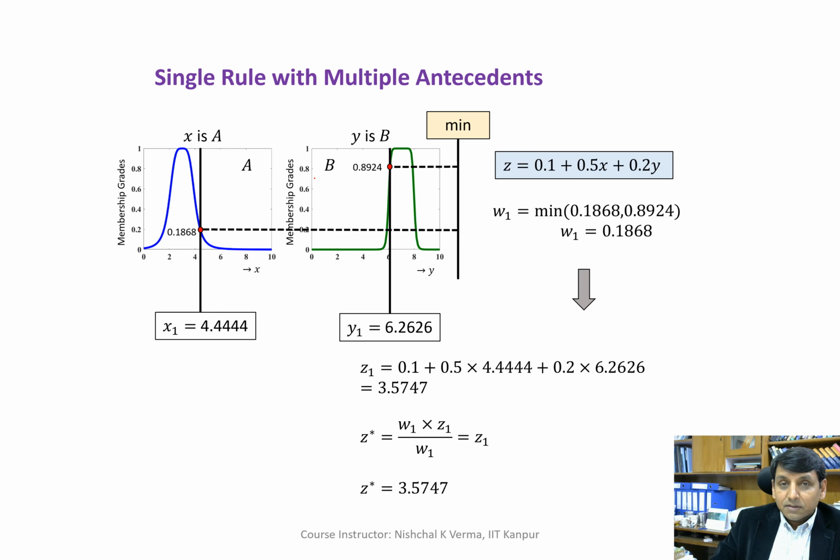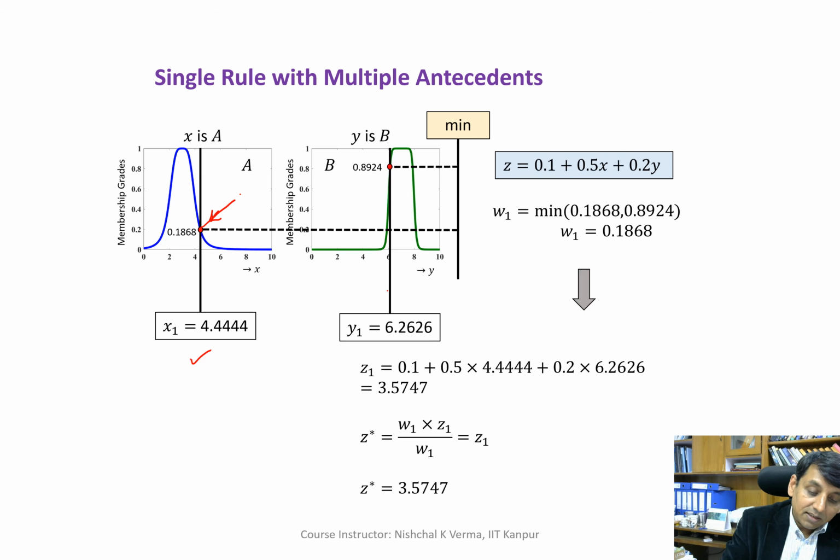Now let us go ahead and apply some crisp inputs x1 and y1. Since we have a single rule, let us apply this to a TSK model which is characterized by a single rule with two antecedents: X is A, Y is B. We see that here we are applying the same inputs as we did in the zero order TSK. So x1 is equal to 4.4444 and y1 is equal to 6.2626.